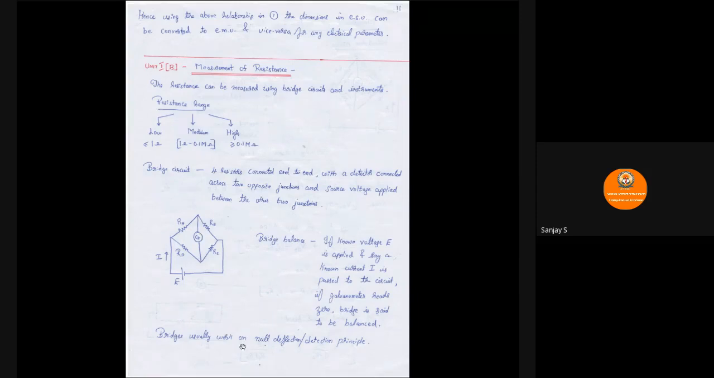So this basically works on the null deflection principle. Already we have seen an instrument in module 5 which works on the null detection principle. Here also it's the same. Whenever there is no current flowing through the galvanometer, it shows 0, then the bridge is said to be balanced. So this is what is called bridge balance. So we have understood what is a bridge circuit, and what is bridge balance.